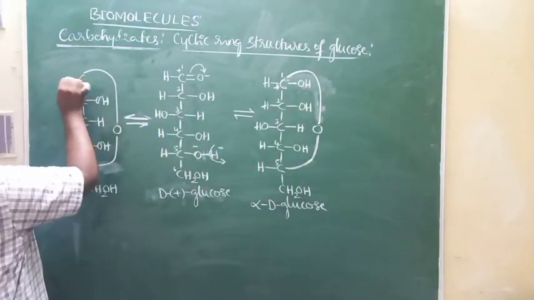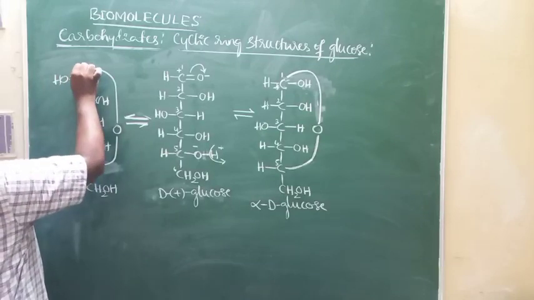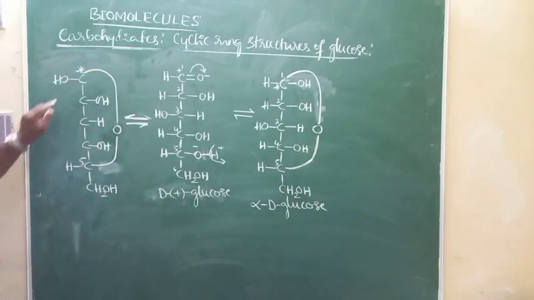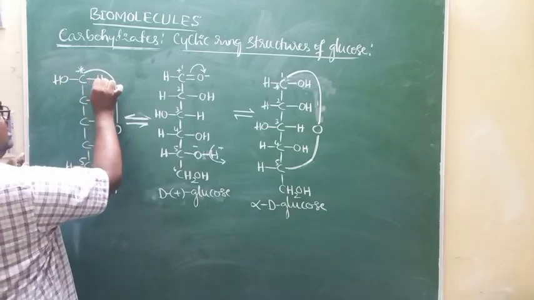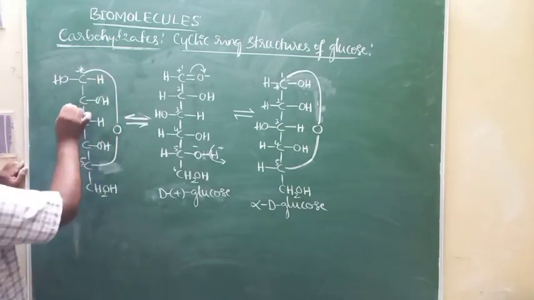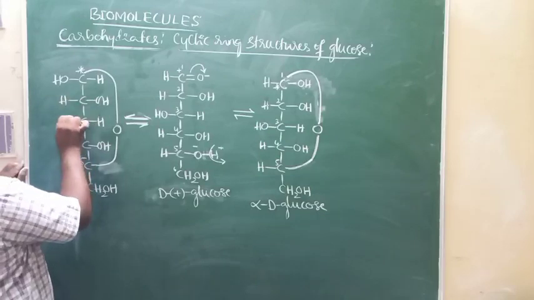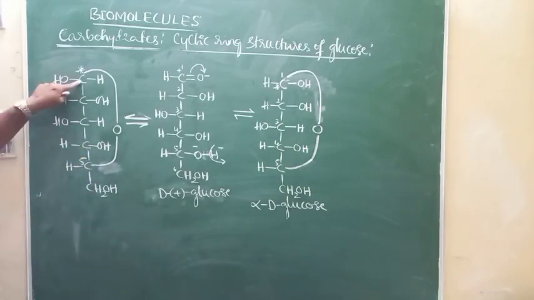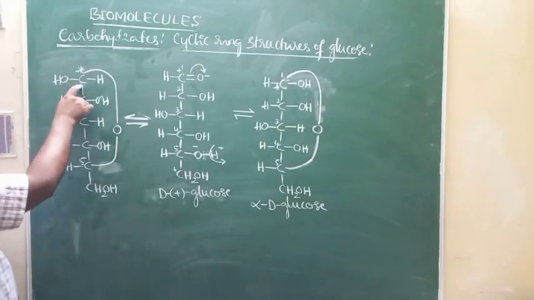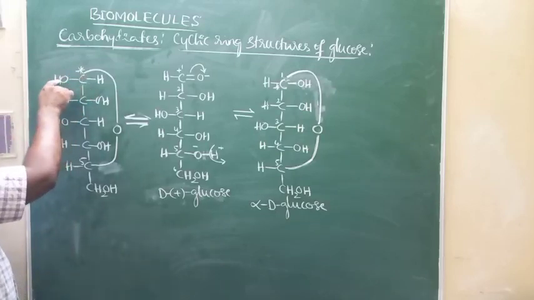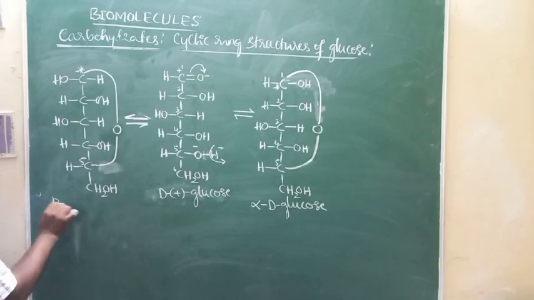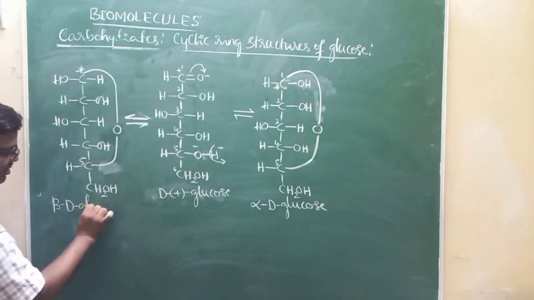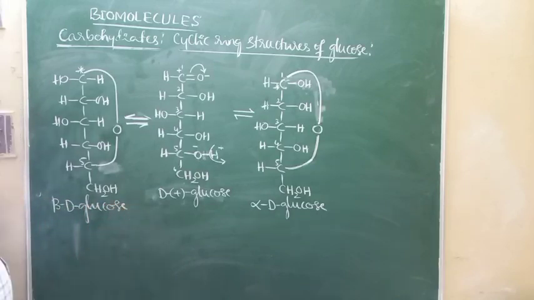Now keep your OH on the left side of the anomeric carbon atom. This is the asymmetric carbon atom. This is the anomeric carbon atom. And it will be H here, and the remaining as it is. This is H. This is OH. It will be H. In this particular cyclic ring structure, the OH group at the anomeric carbon atom is on the left side. Therefore it is beta D glucose.